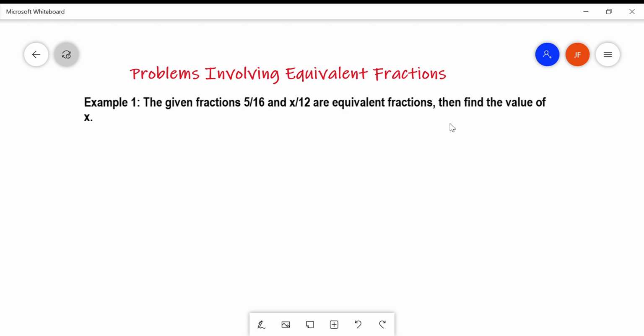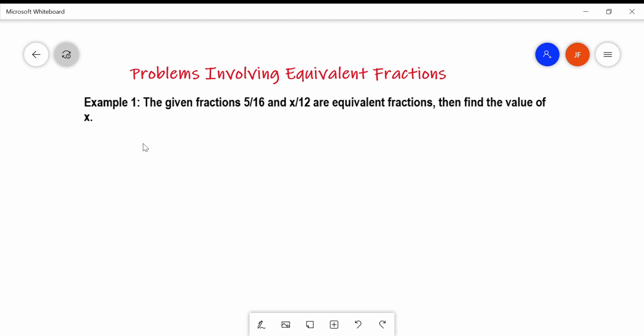We are now on problems involving equivalent fractions. Okay, first, let's take this example number 1. The given fractions 5 over 16 and x over 12 are equivalent fractions. Then find the value of x. So in this case, one of the equivalent fractions has an unknown x.